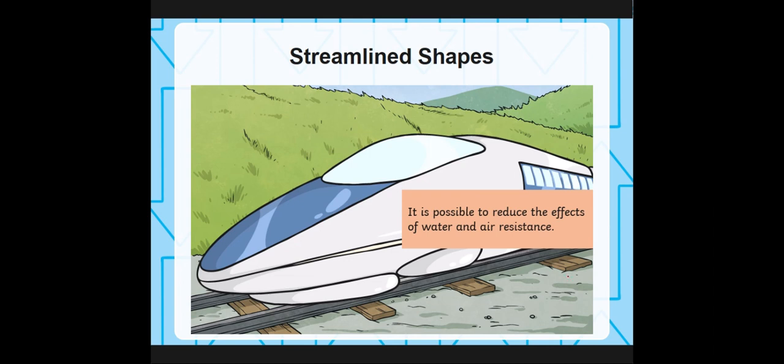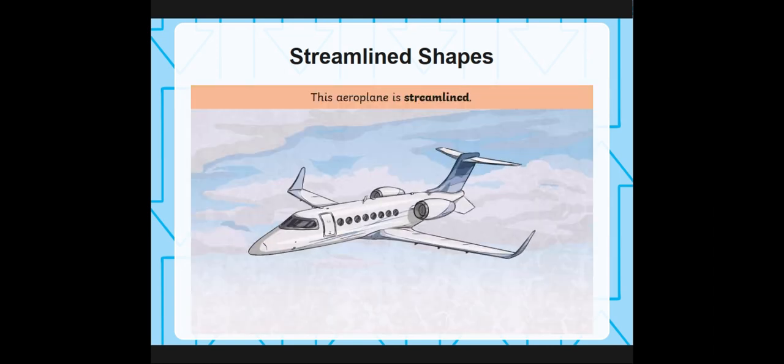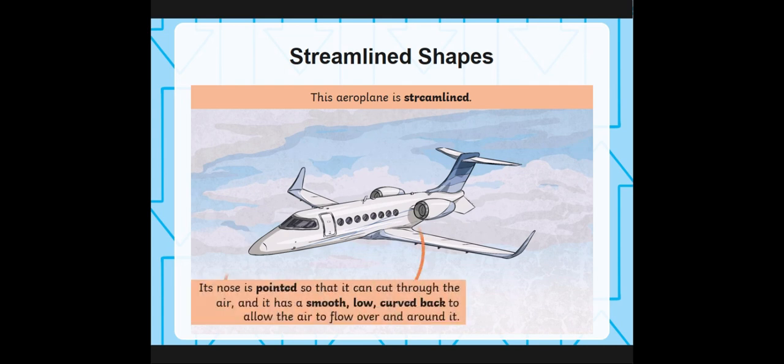And this train, you'll find it streamlined shaped, so it will move fast. This aeroplane is streamlined shaped, it will also move fast. You will find that the nose here is pointed, the back is smooth and curved, so the air will not be opposing the whole surface. Okay, so it can move faster.